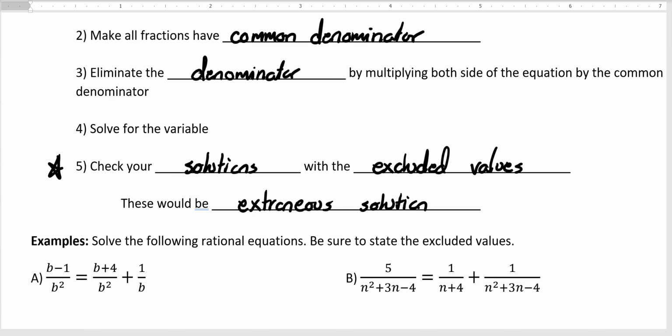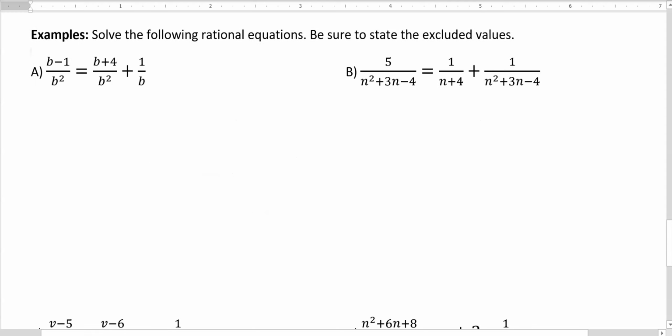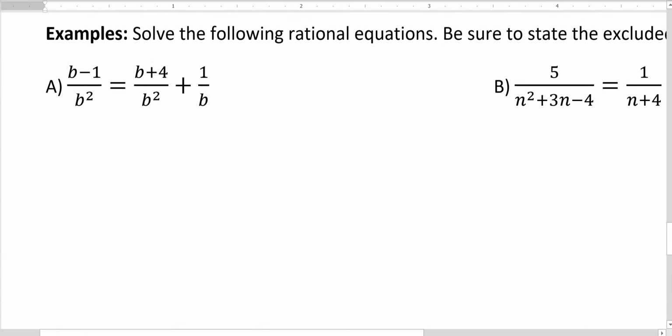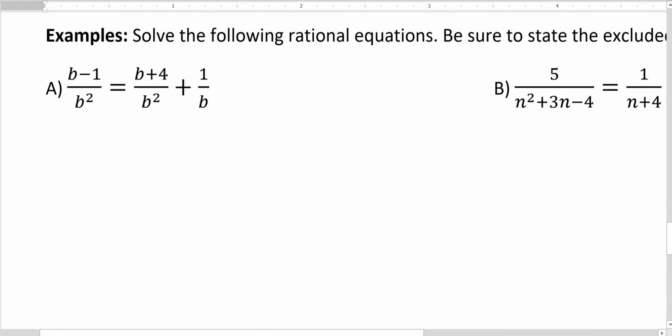Okay, so let's try a few examples together. Let's look at letter A here. My goal is to figure out what B needs to equal in order to make this a true statement. Now, looking at my denominators, I know B cannot equal 0. That would be my excluded value.